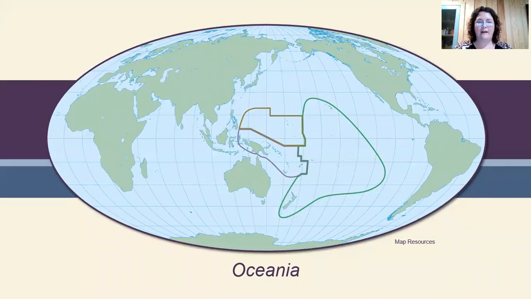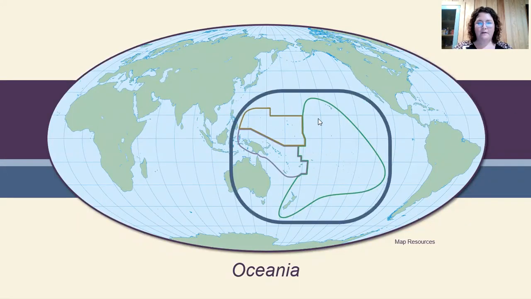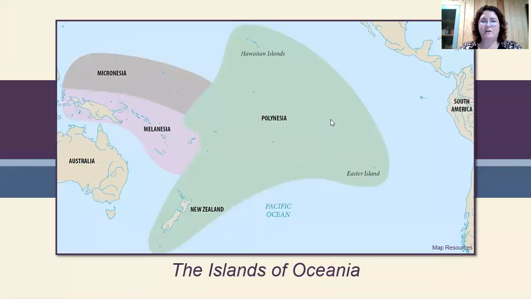So if you look here at this map, this is where Oceania is. So when we refer to Oceania, this is what we're referring to. These are the islands that make up the Pacific. So you have Polynesia, you can see New Zealand, Hawaiian Islands, Easter Island, that makes a triangle, Melanesia, and then Micronesia. Micronesia would be the one on top, Melanesia would be the one on the bottom.